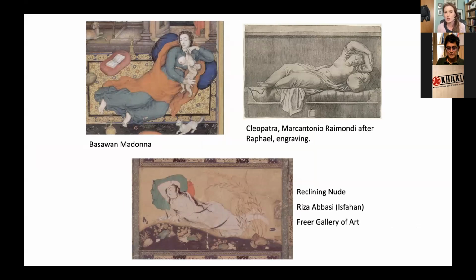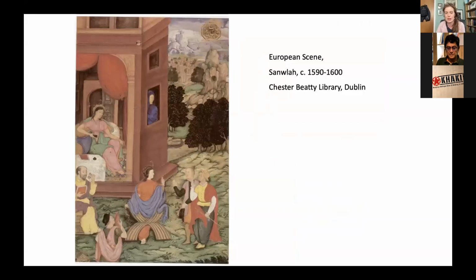Now, possibly the sources that Basawan might have used are something like this Cleopatra engraving by Marcantonio Raimondi, which we can see in Isfahan painting with Riza Abbasi, seems to be a European source that he is drawing on in his artworks. So already from this, we understand that the way in which Mughal artists articulate ideas of femininity in response to European art has a great deal of slippage and displacement.